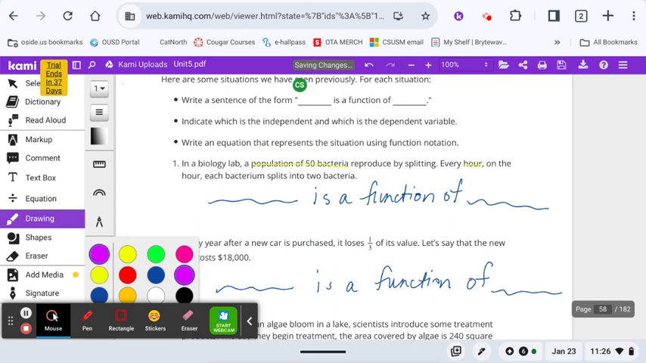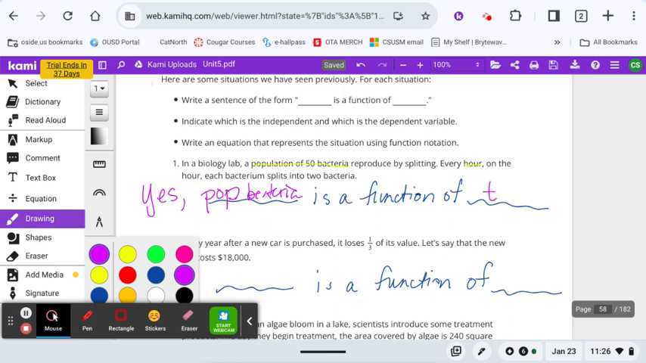So I asked students, is population a function of time or is time a function of population? And they said yes, population of bacteria is a function of time. The more time that passes, population is affected.